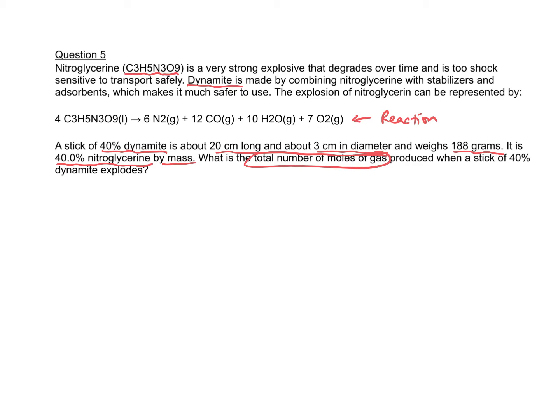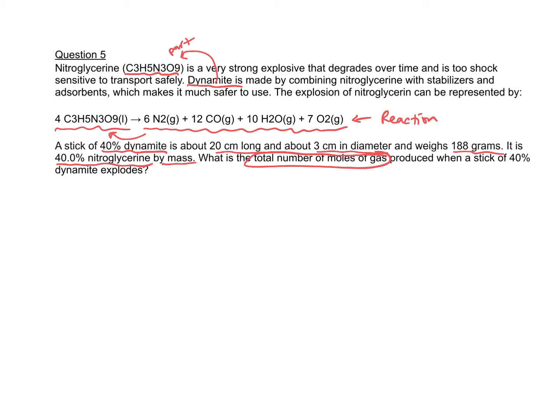Well, I'm trying to find the number of moles of gas, and here are a bunch of gases that are produced in the reaction. Working backwards, those gases come from the nitroglycerin exploding, and we have to realize that dynamite is only partially nitroglycerin. We're going to have to take that into account. And then, of course, we have the stoichiometry of the reaction, and we have to tie these things together.